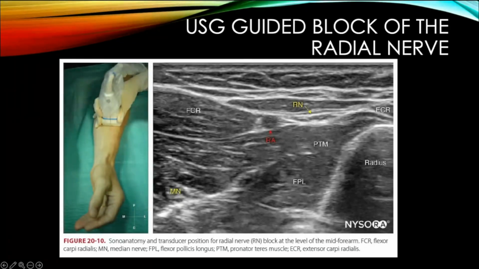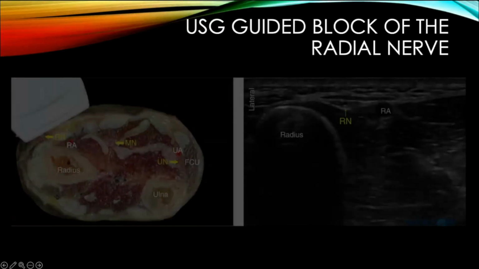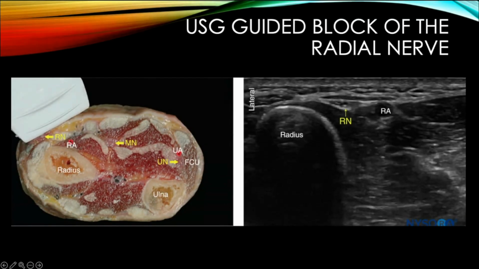As we can see in the mid forearm, the radial nerve can be located by locating the radial artery, and it is in proximity with the radial artery. This is a similar picture showing the radial nerve that is beside the radial artery.